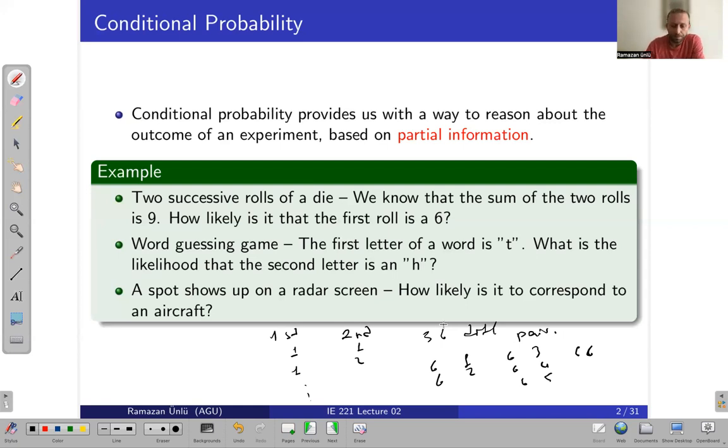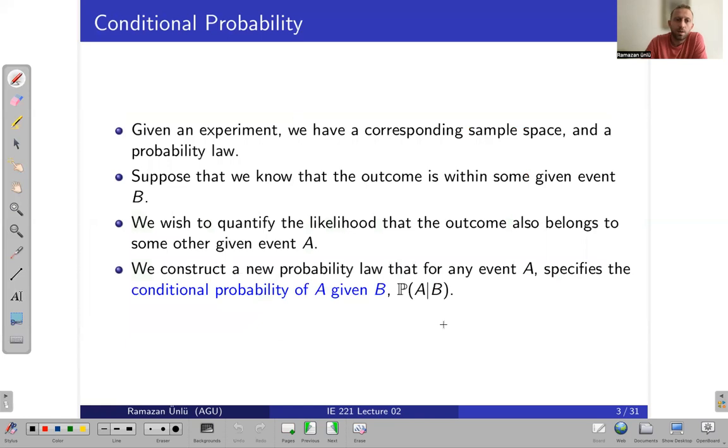To summarize, the logic behind conditional probability differs from lecture 1. In conditional probability, you are given a piece of information, and you will use that information to calculate the probability of some particular events. So given an experiment, we have a corresponding sample space and probability law, as we studied in lecture 1.